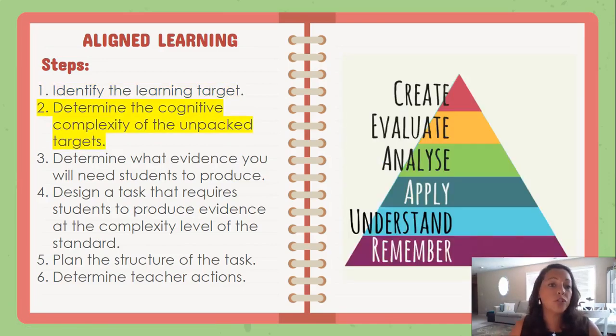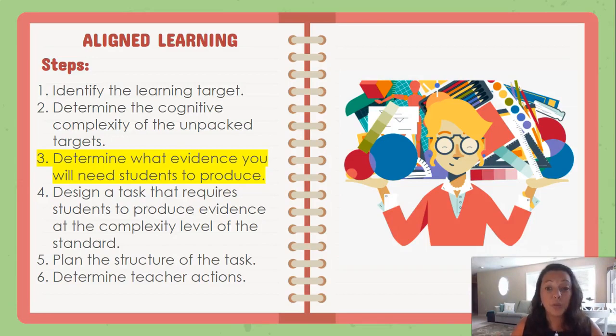Next, you're going to want to determine the cognitive complexity of the unpacked targets. What does that mean? That's what we looked at before. We're going to use those research-based taxonomies. Bloom's is the one that I was showing, but you can use Webb's or Marzano. Number 3, you want to determine what evidence you will need students to produce. Think about these questions. What does this target look like and sound like when your students are successful? What types of tasks would get you the evidence that you need?